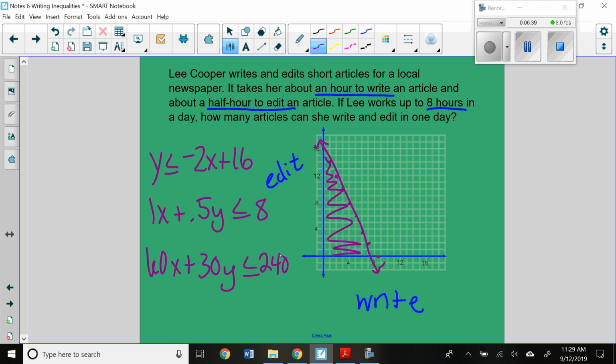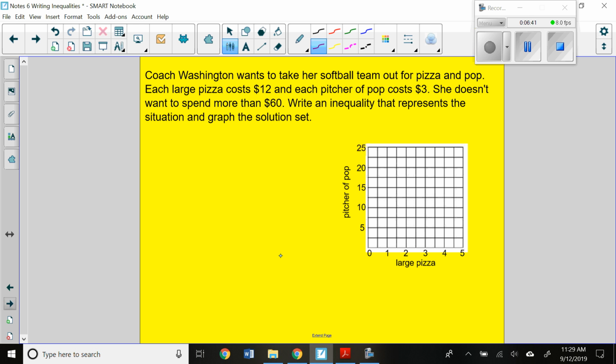All right, let's go to the back side of the worksheet. Coach Washington wants to take her softball team out for pizza and pop. Each large pizza costs $12 and each pitcher of pop costs $3. If she doesn't want to spend more than $60, now we're going to write an inequality and graph it. So again, I want you to take time to pause the video and work on this problem, check with your table partner, and then come back.